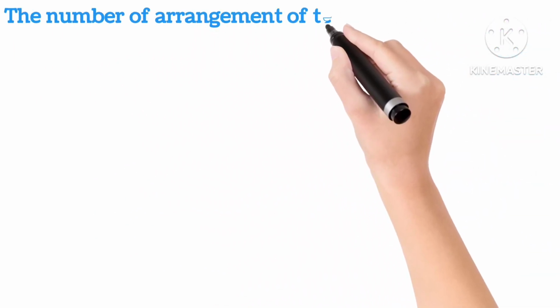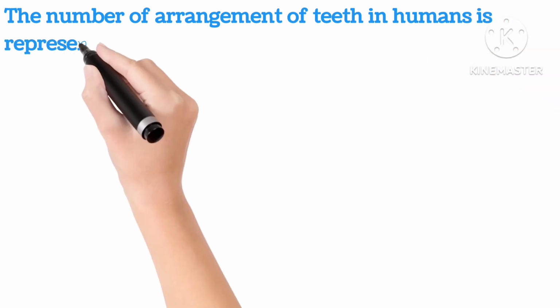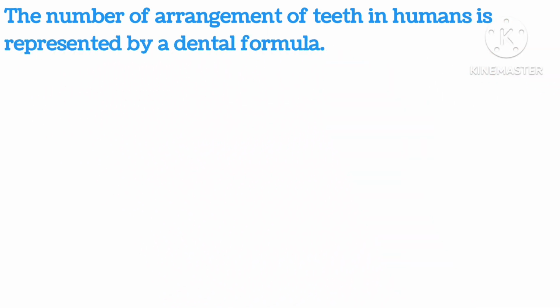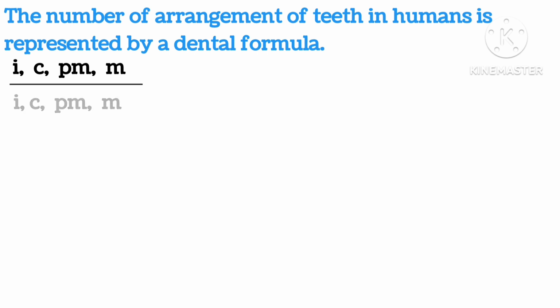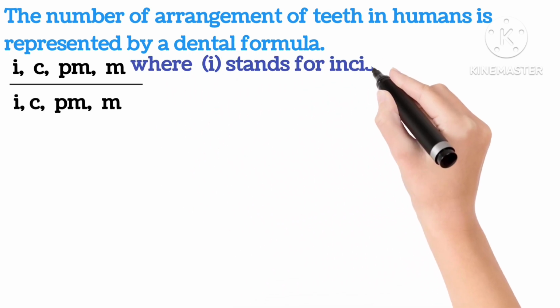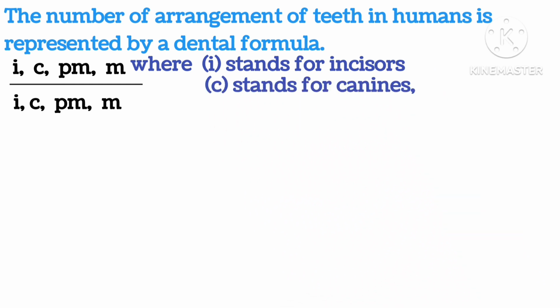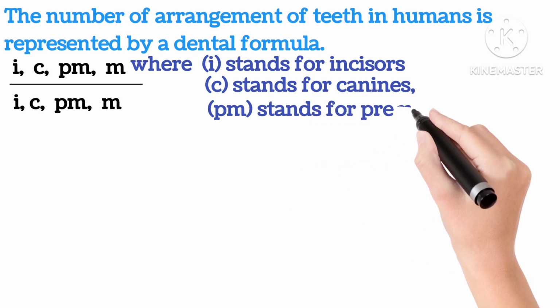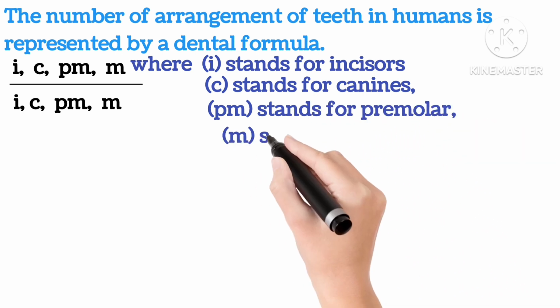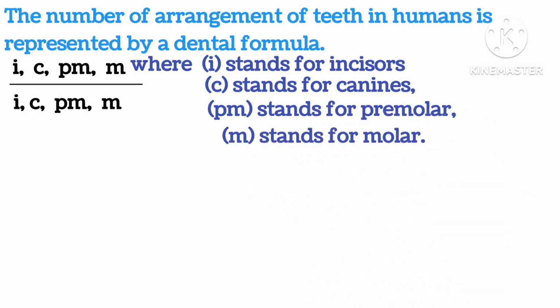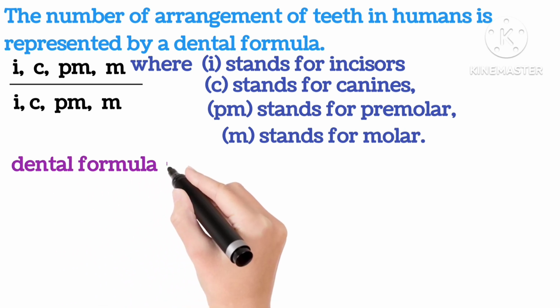The number and arrangement of teeth in human is represented by dental formula. The above number shows the arrangement on the upper jaw, where I stands for incisor, C for canines, PM for premolars, and M for molars, and the lower arrangement for lower jaw.